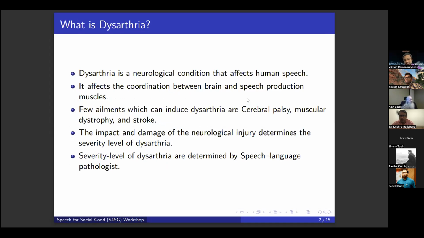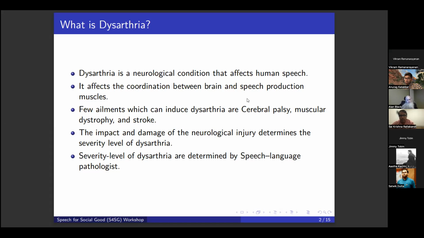So first of all, what is dysarthria? As we all know, the majority of the public can speak intelligible words because there is proper coordination between the brain and the speech producing muscles. However, dysarthria is a neurological disorder which affects human speech due to the discoordination between the brain and the speech producing muscles. Hence, this causes unintelligible words to be produced by the patients.